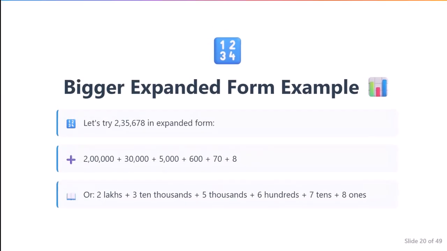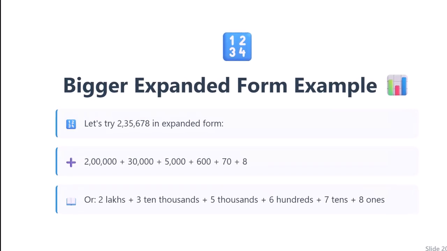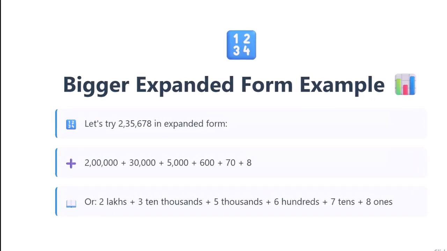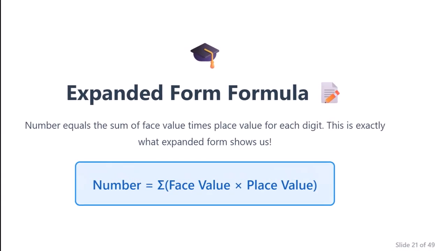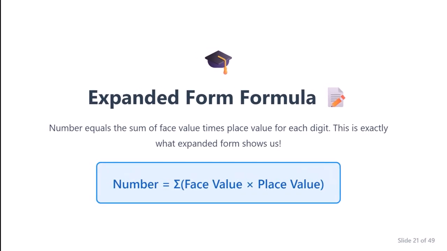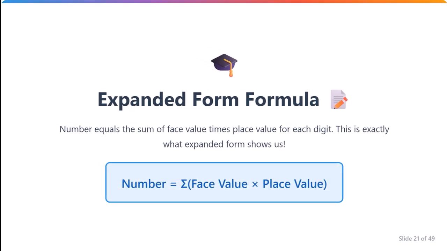Let's try a bigger one. 2,35,678. The expanded form is 2,00,000 plus 30,000 plus 5,000 plus 600 plus 70 plus 8. Or we can say 2 lakhs plus 3 10,000s plus 5 thousands plus 6 hundreds plus 7 tens plus 8 ones. Remember this formula. Number equals the sum of face value times place value for each digit. This is exactly what expanded form shows us.